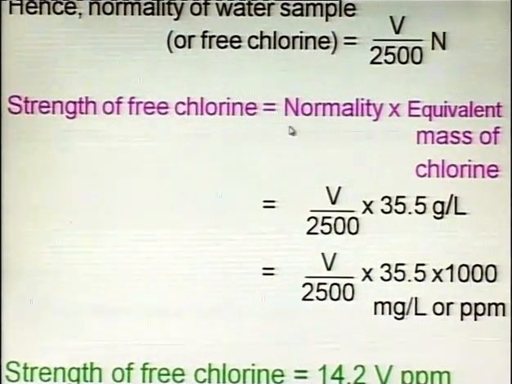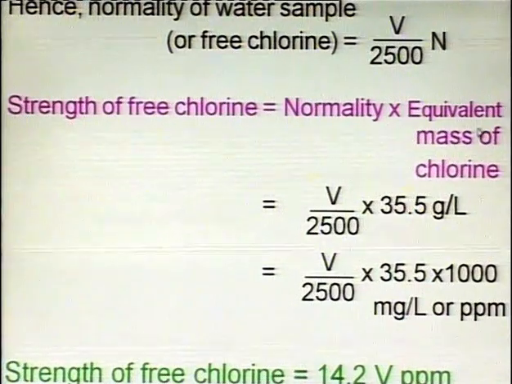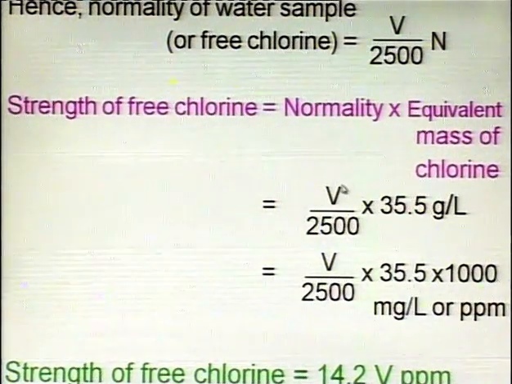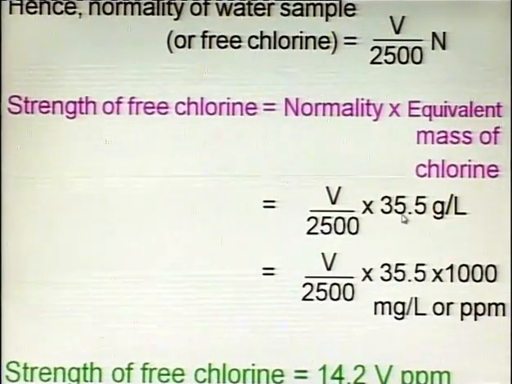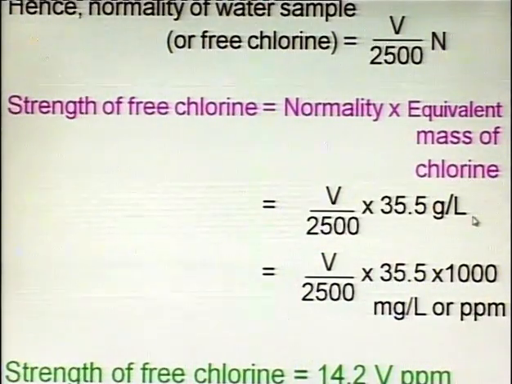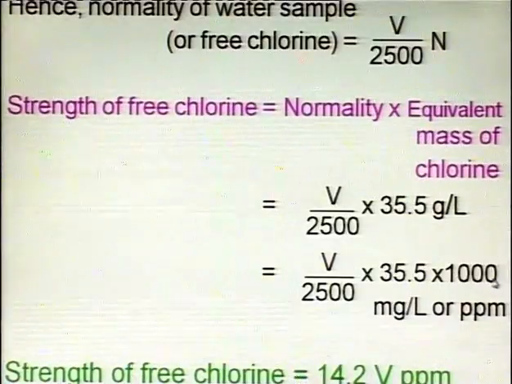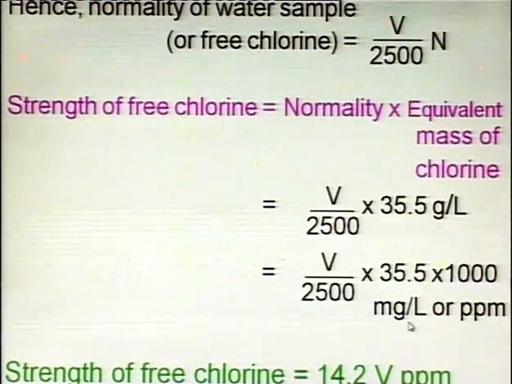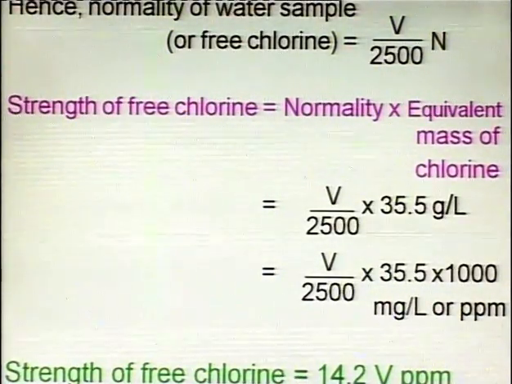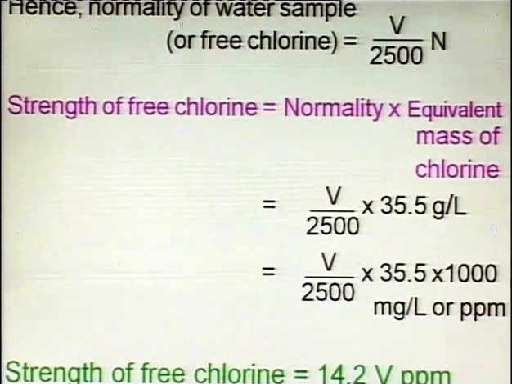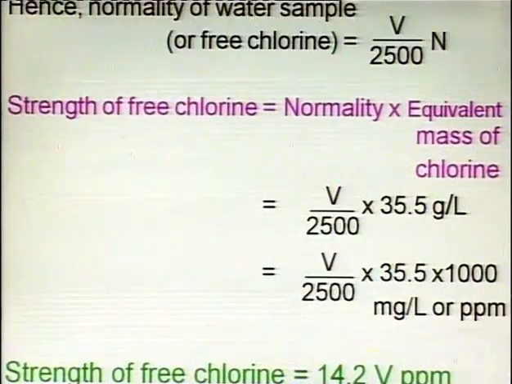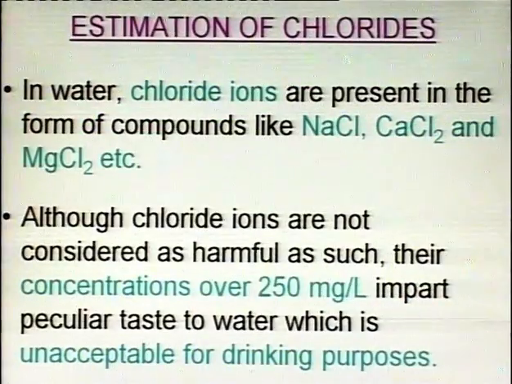Strength of free chlorine will be equal to normality into equivalent mass of chlorine. So, normality is V/2500, and equivalent mass of chlorine is 35.5 grams per liter. If it is multiplied by 1000, it will become milligram per liter or ppm. So, strength of free chlorine, on calculating, we get 14.2 into V ppm.